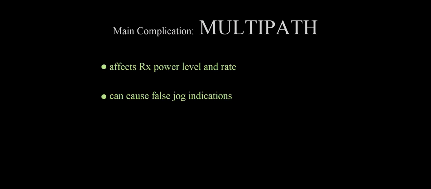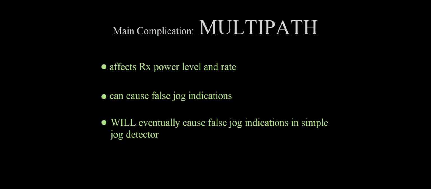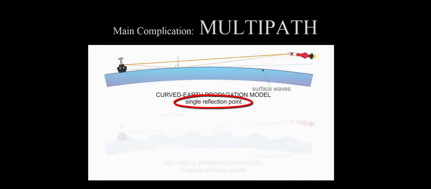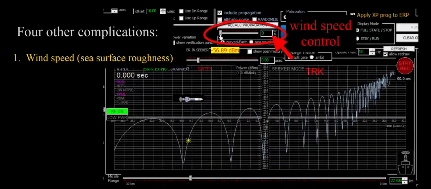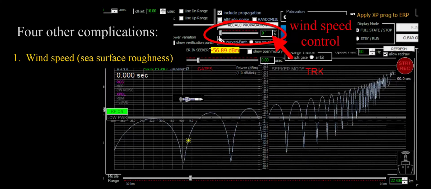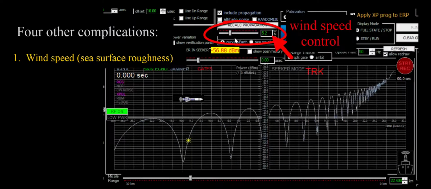Part 3, multipath. Now, of course, the main complication is multipath because it causes power fluctuations when there are no jogs at all. In this study, there are two propagation models of interest, and they affect multipath: a curved earth model and a sea swell model. And there are four other complications. The first complication is wind speed, which affects sea surface roughness. Surface roughness affects propagation depth, so it affects measured seeker power rate.